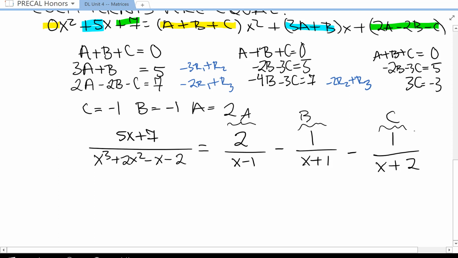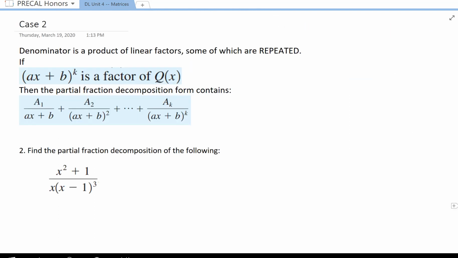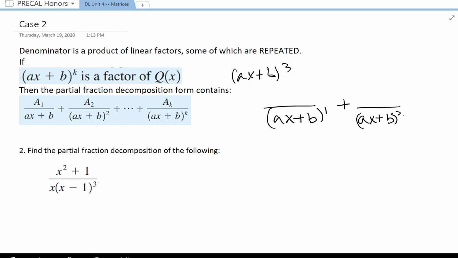Let's take a look at case 2. Denominator is a product of linear factors, some of which are repeated. So if you have a repeated factor, ax plus b to the k, that means that you have to include everything underneath k. Okay, for example, if you have ax plus b to the power of 3, you have to have a fraction that's over ax plus b to the 1. You have to have a fraction that's over ax plus b to the 2. And then you have to have a fraction that's over ax plus b to the 3.